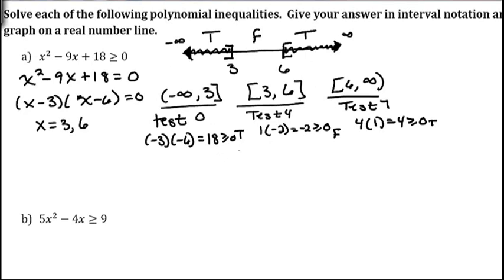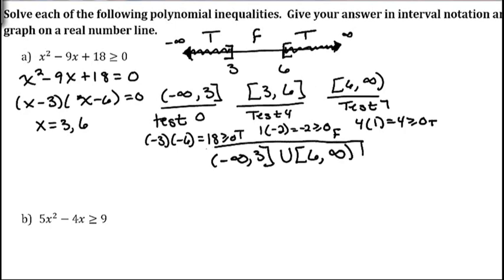So that's the graph on the real number line, and then the interval notation is negative infinity up to 3 with a square bracket. A big capital U means the union or joining of these two sets together, and then 6 to infinity. And again, infinity always gets a round bracket.